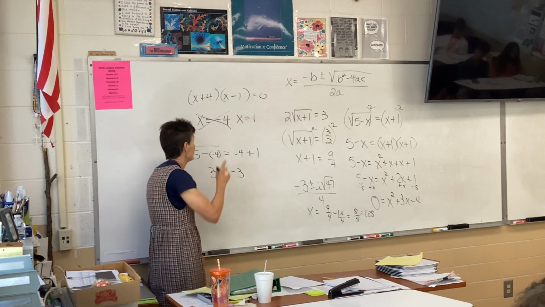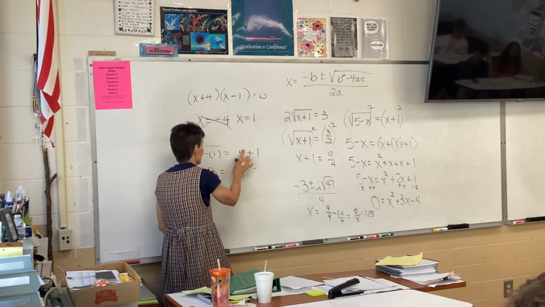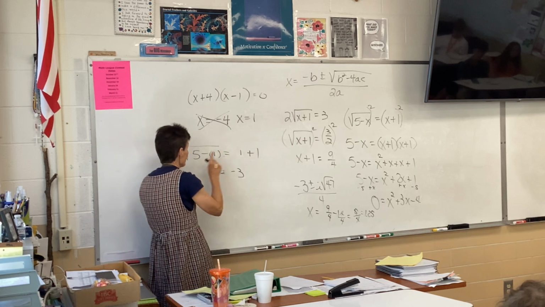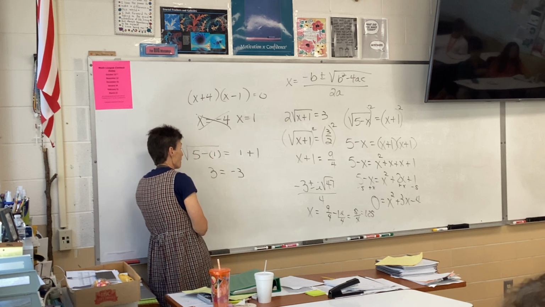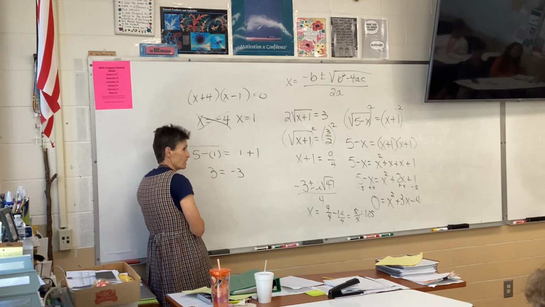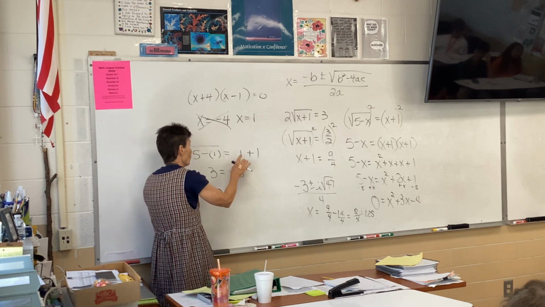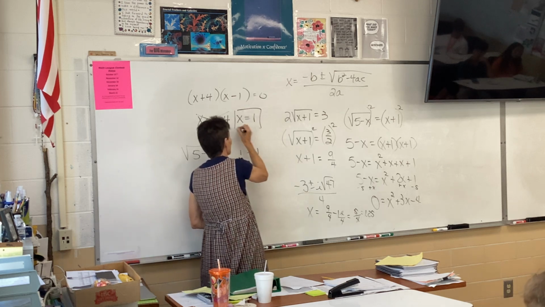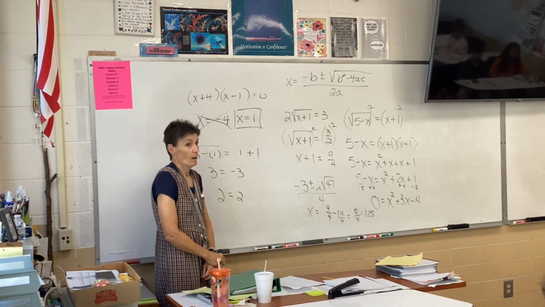Let's try 1. 1 right here, and 1 right here. In my original equation, I'm putting in 1. What's 5 minus 1? 5 minus 1 is 4, and the square root of 4 is 2. 1 plus 1 is 2, so that one works. And the only answer to the problem is x equals 1.